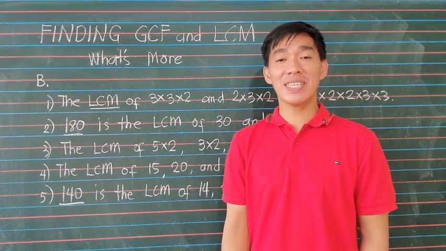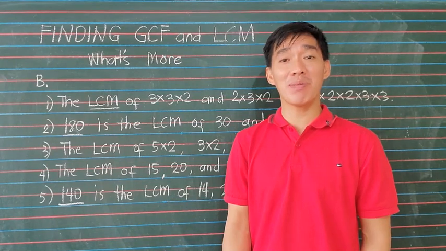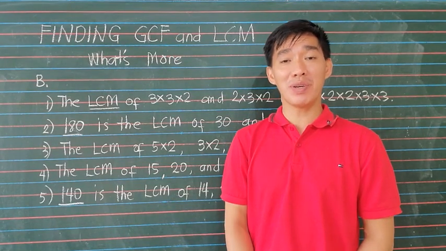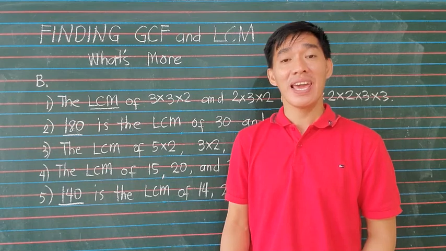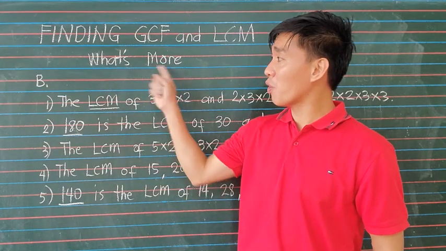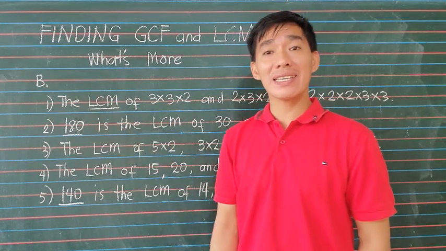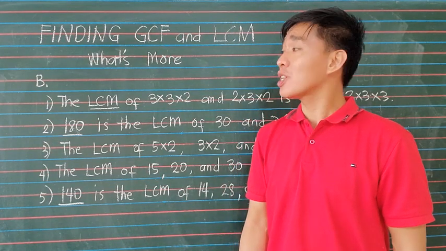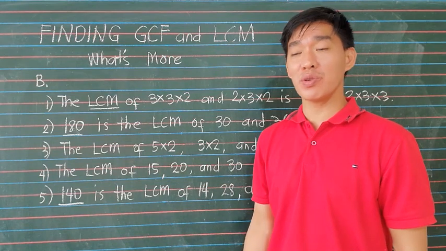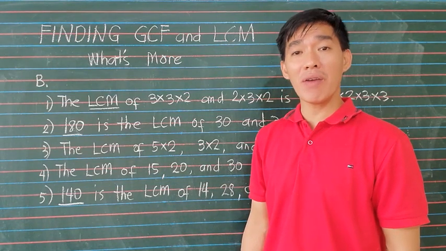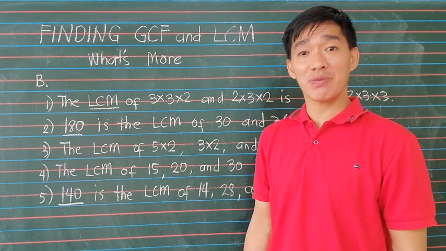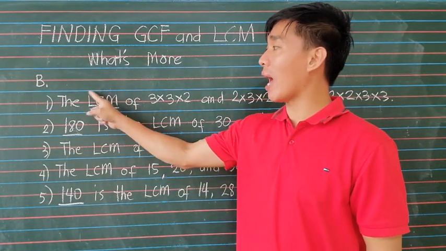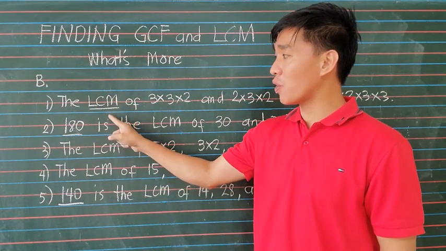Your next activity is still reflected on page number 7 of your module number 6 for first quarter. And here in what's more letter B, you are asked to identify if the statement is true or false. So if it is true, all you have to do is write T. However, if the statement is false, you have to change the underlined words or numbers.